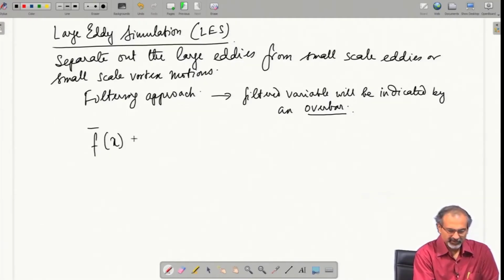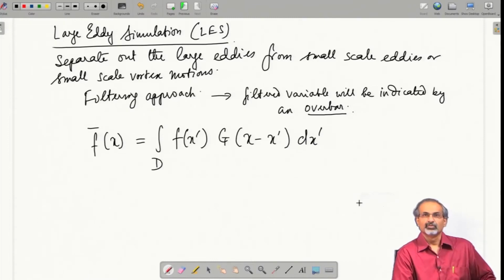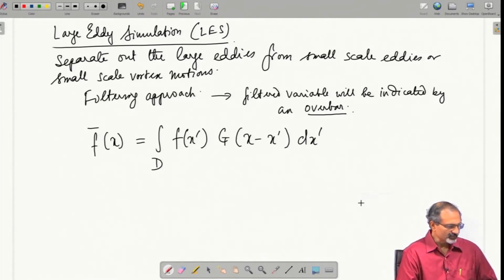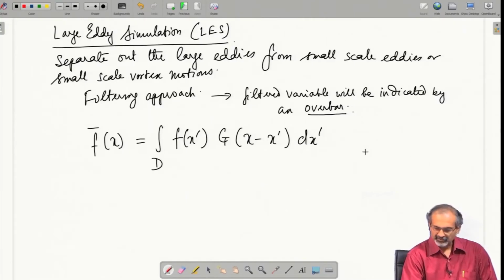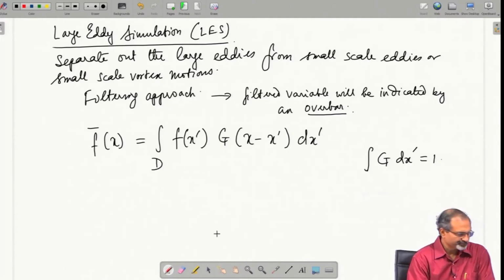So, if we are filtering a function f of x over a region D, then that can be achieved through a filtering function g, which can be defined accordingly. So, the filtration is attained. Now, the filter function over that region should also satisfy this property, that when integrated it should give you a value of 1.